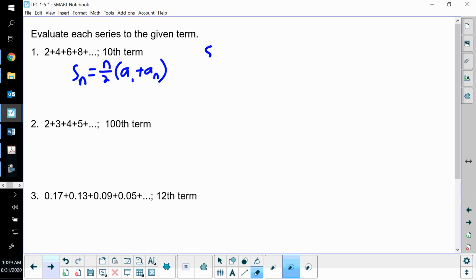We want the 10th term, so we're doing S10 is equal to 10 over 2. Our first term happened to be 2. And then we got to go off to the side to find the an, which would be the 10th term. So we'll go to our reference sheet. We'll get our arithmetic sequence formula, remembering to put the d in parentheses.